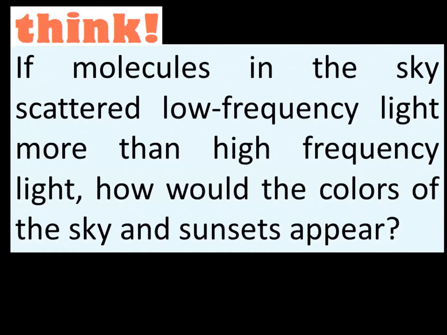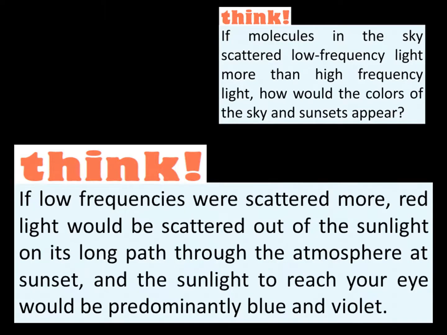If molecules in the sky scattered low-frequency light more than high-frequency light, how would the colors of the sky and sunsets appear? If low frequencies were scattered more, red light would be scattered out of the sunlight on its long path through the atmosphere at sunset, and the sunlight to reach your eye would be predominantly blue and violet.